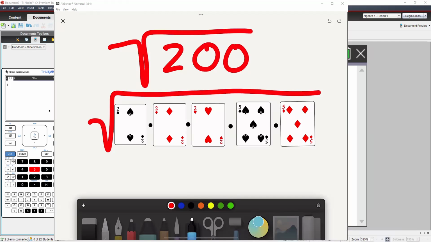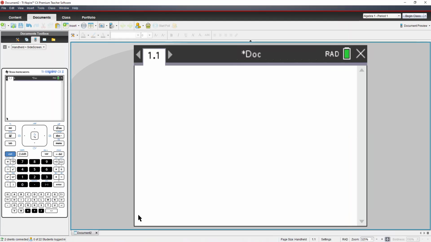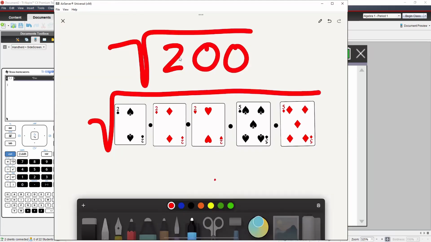I'm going to do a quick video on simplifying radicals, and I'm going to be using a calculator and the idea of cards and books. So let me jump into it and hopefully this will be interesting. All right, the very first one I'm going to simplify is the square root of 200.